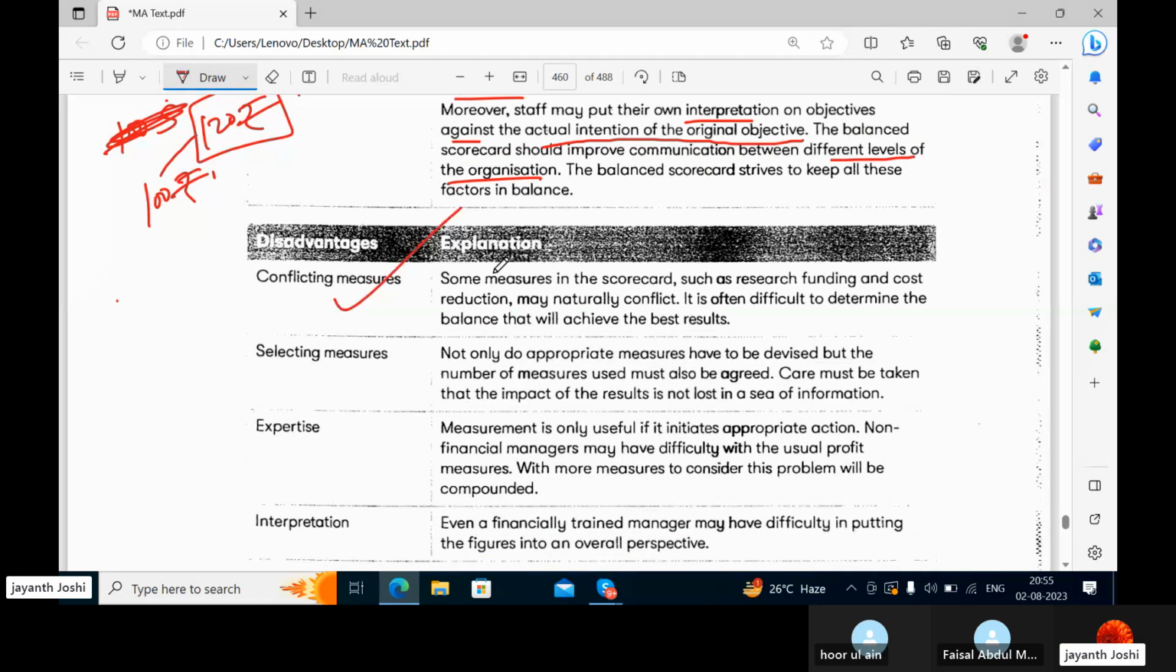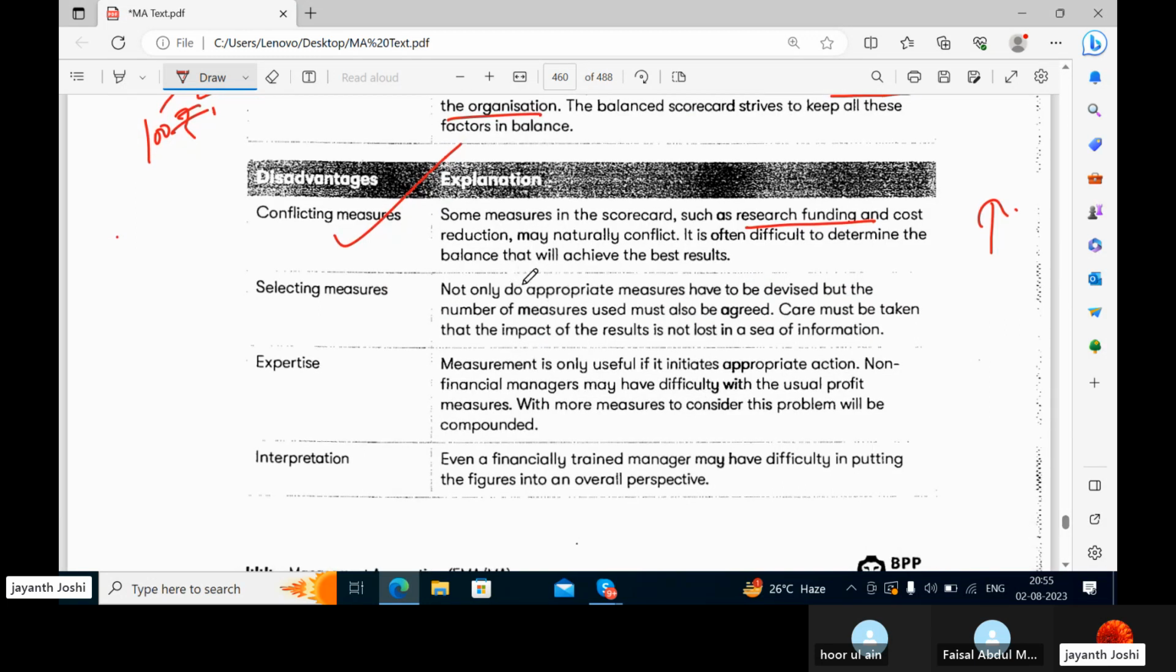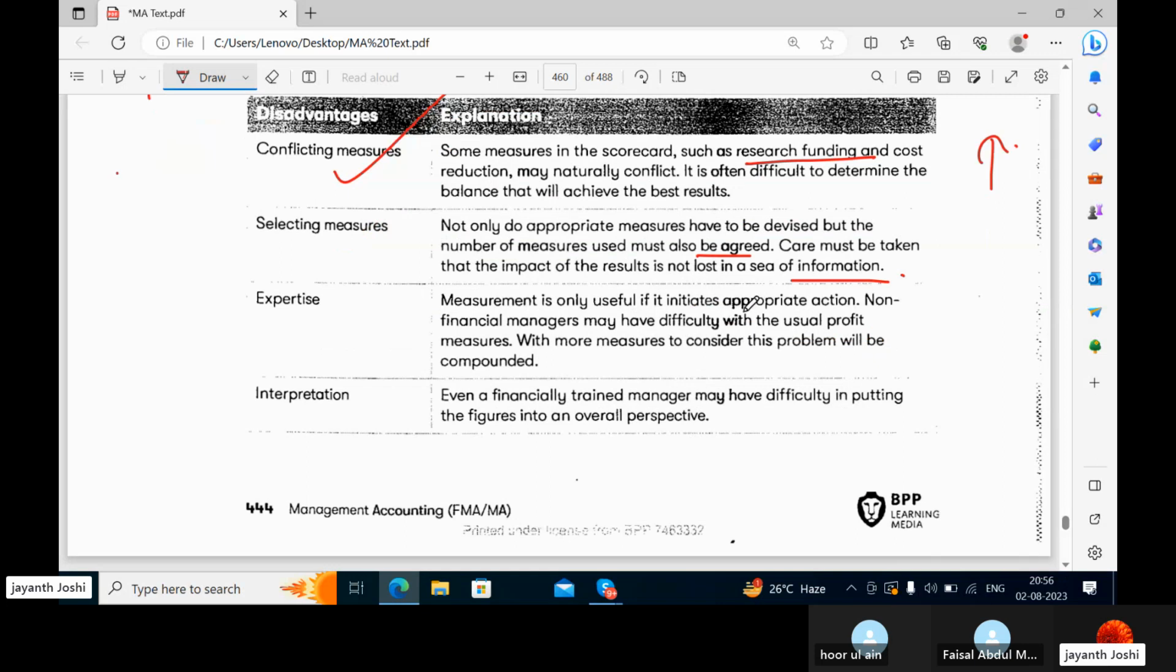Disadvantages, conflicting measures. Some measures, yeah, if you want to put a lot of money into research and development, that may increase the cost. But we want the cost to be less for the customers. Selecting measures. Not only do appropriate measures have to be devised, but the number of measures used must also be agreed. So care must be taken that the impact of results is not lost in a sea of information. Expertise. Measurement is only useful if it initiates appropriate action. Non-financial managers may have difficulty with the usual profit measures. With more measures to consider, this problem will be compounded.